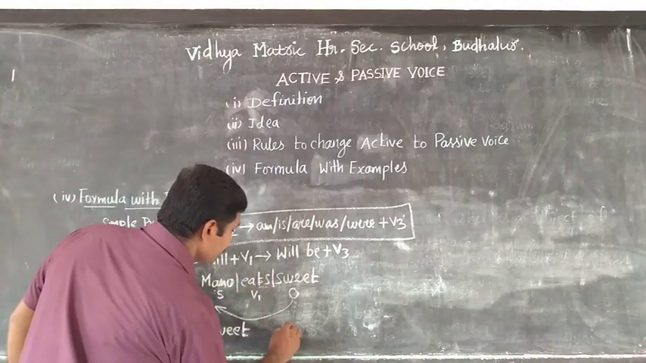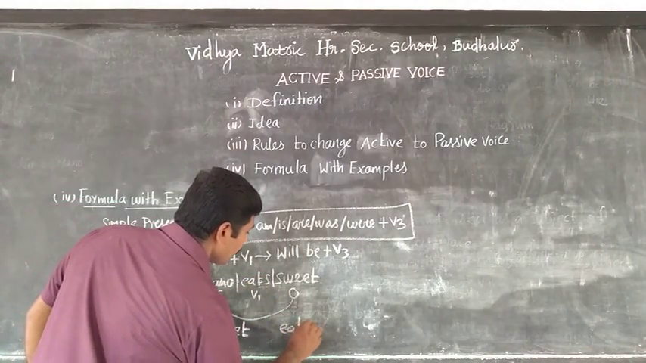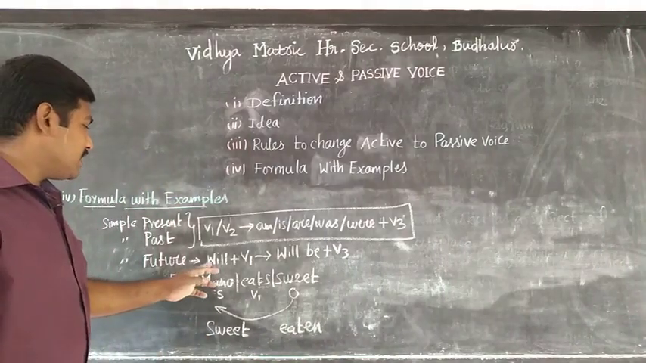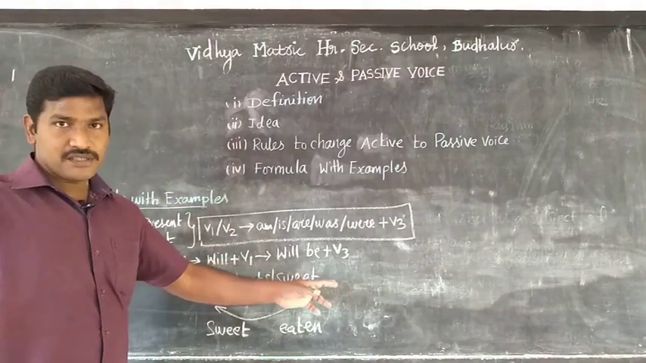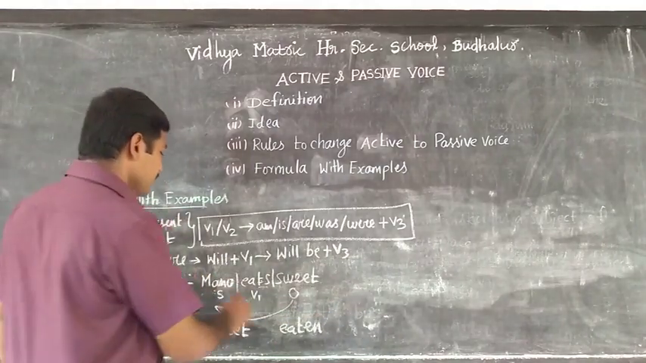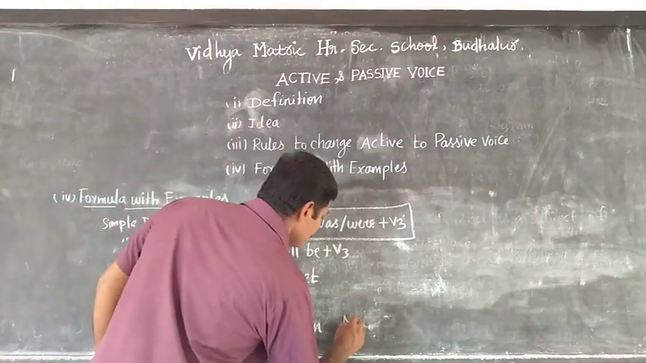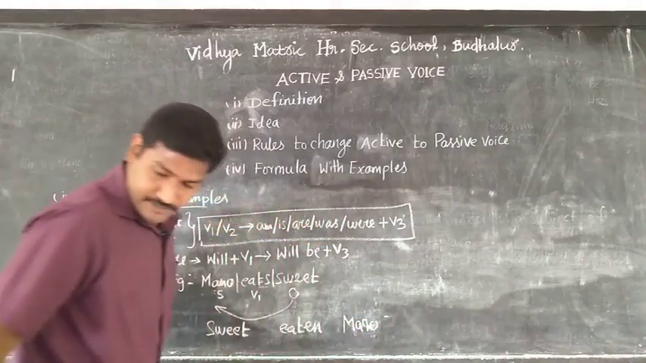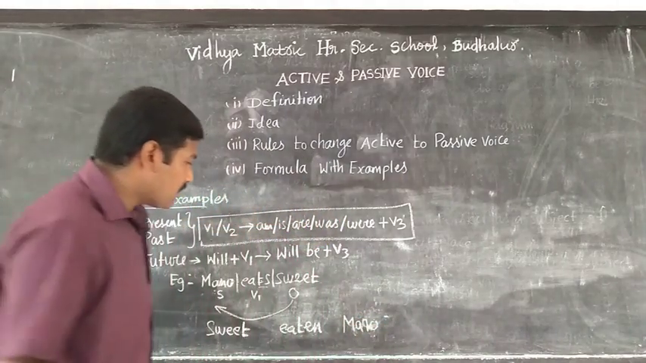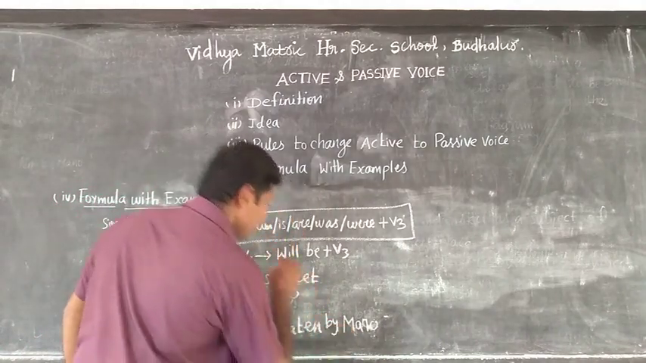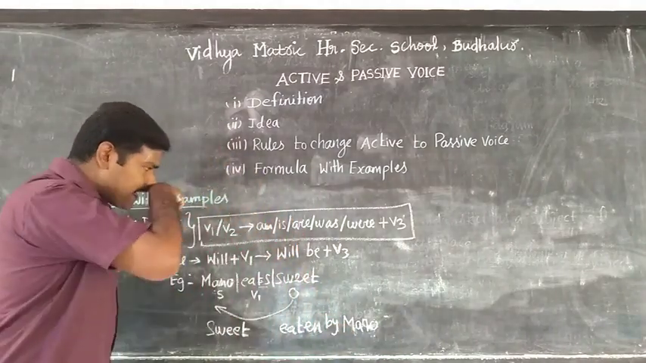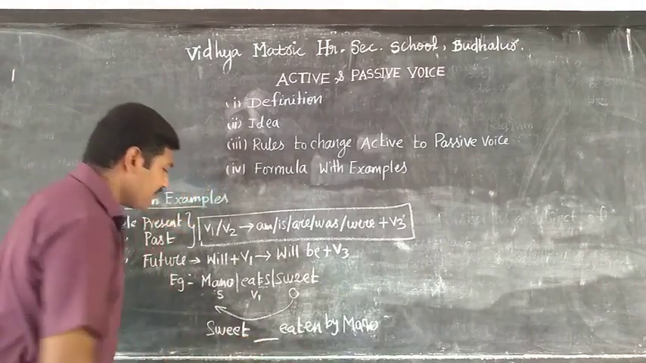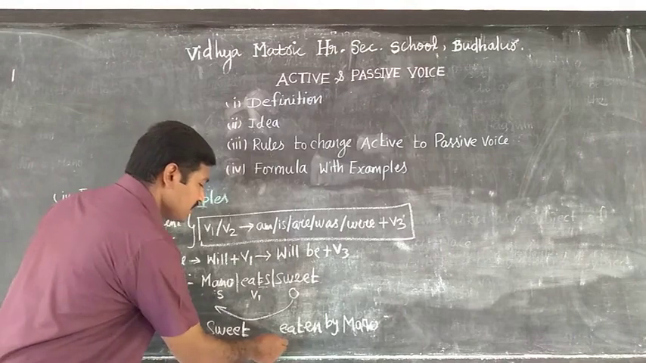So eats changes into eaten. What is the fourth step? Change the subject to the object place along with the word by. So Mano goes back to the place of the object, along with the word by. So we almost finish changing the sentence from active voice to passive voice, with one dash. Here, what will come in that place?